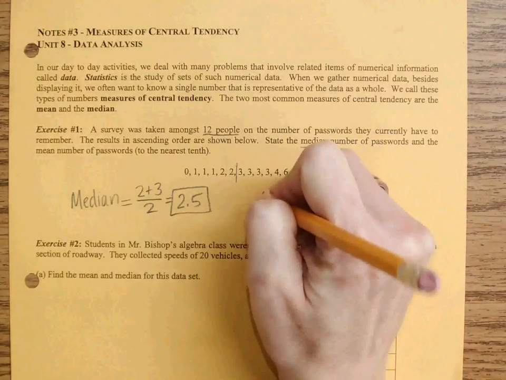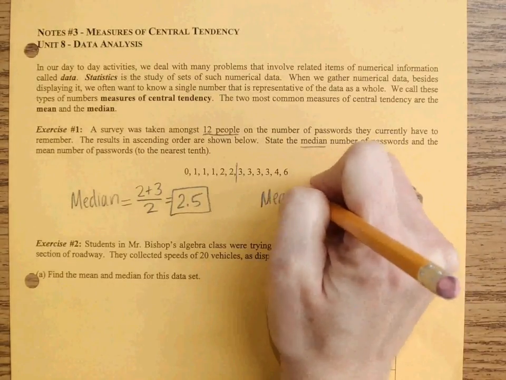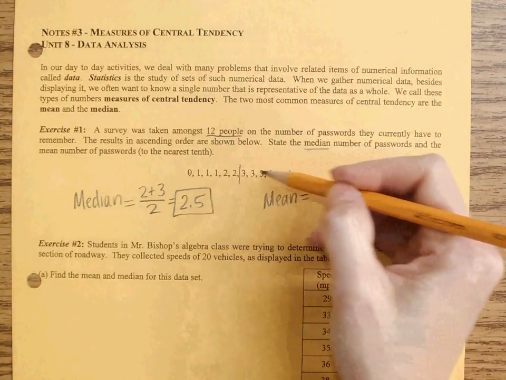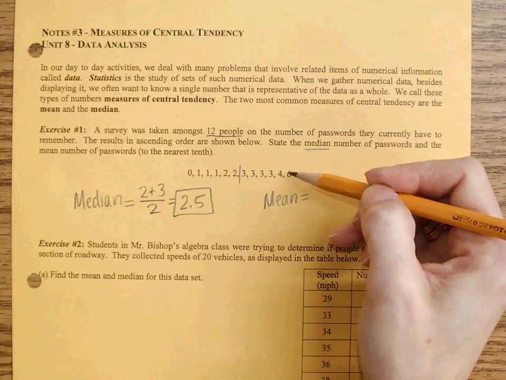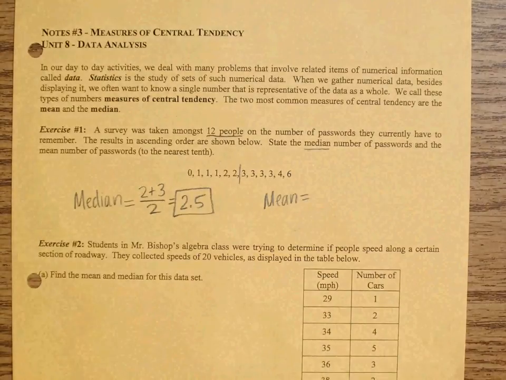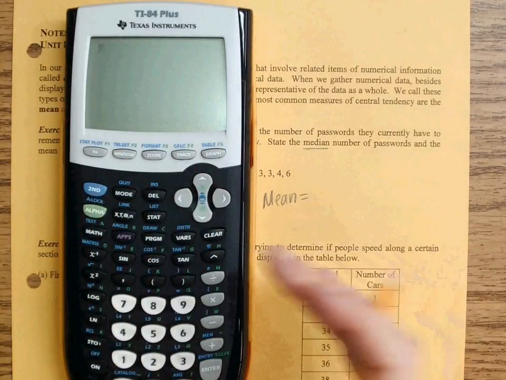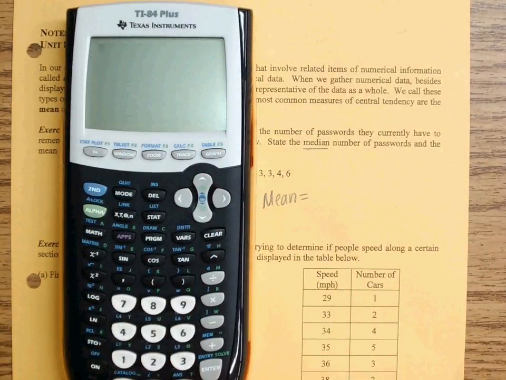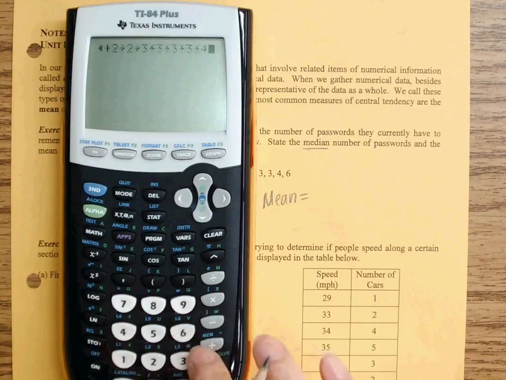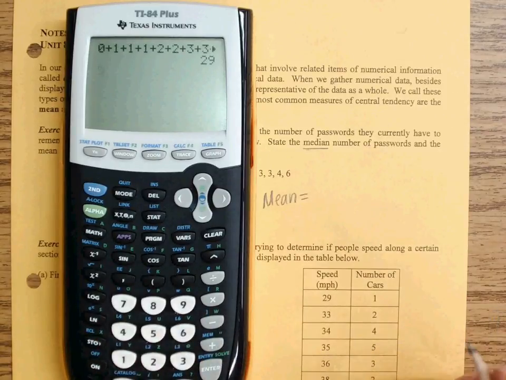The next thing we're going to do is calculate the mean. The mean is to add up all the numbers and then divide by how many numbers there are. Okay, so what we're going to do is use some sort of calculator to do this. And so when I add this up, 0 plus 1 plus 1 plus 1 plus 2 plus 2 plus 3 occurs 4 times. And we get a total of 29.